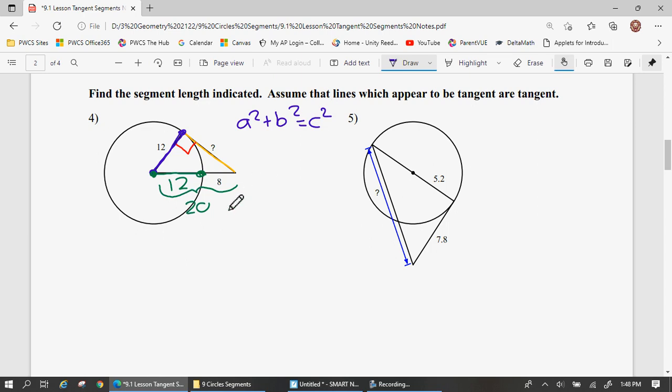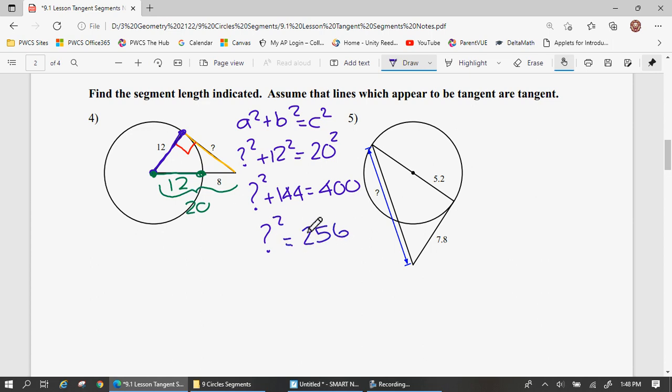In this case, 20, this side, my hypotenuse, is going to be C. It's across from that right angle. And I can proceed like I did in the last unit. I can subtract 144. And then to cancel out this squared, remember you need to square root both sides. And so question mark ends up being the square root of 256.